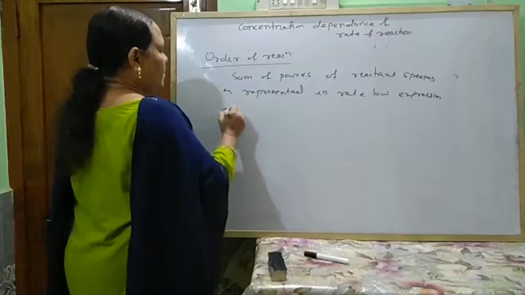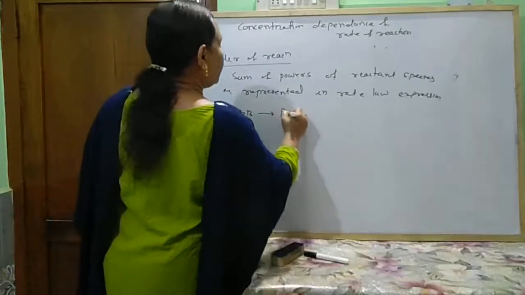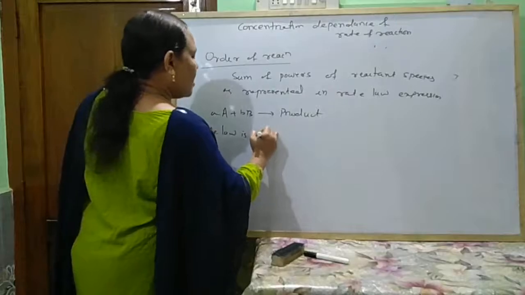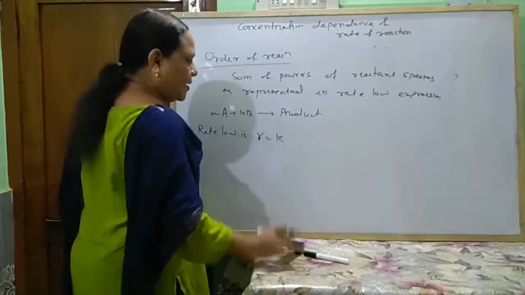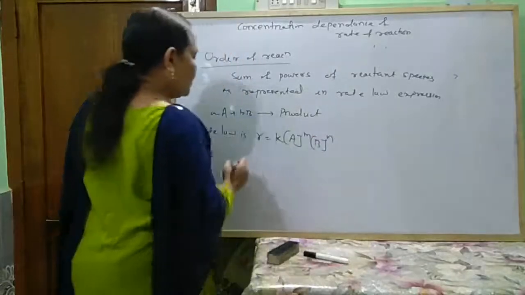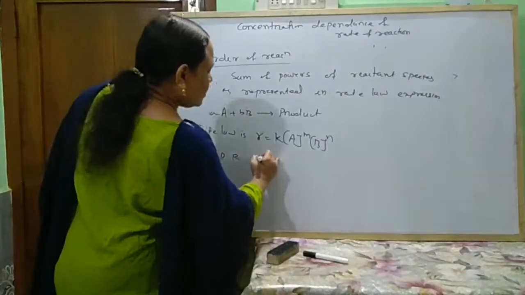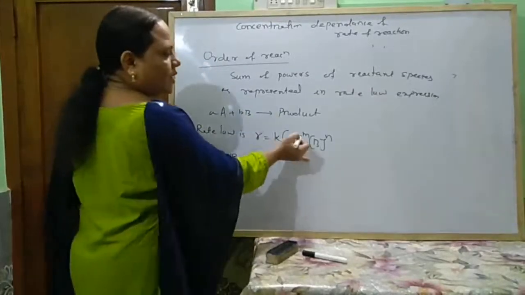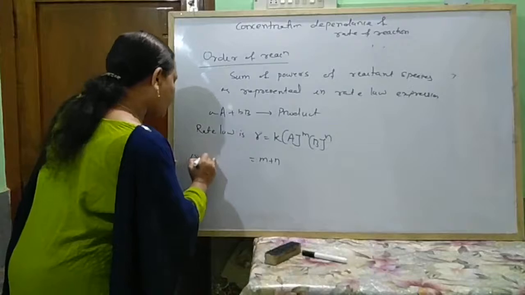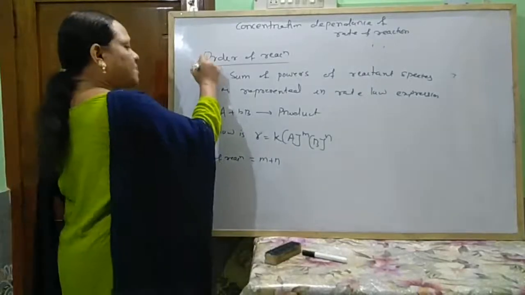Suppose you have written the reaction aA plus bB gives rise to product, and the rate law is R equal to some constant K, A to the power M and B to the power N, then order of reaction equal to M plus N. With respect to A, this is M, with respect to B, this is N, and overall order of reaction is M plus N.